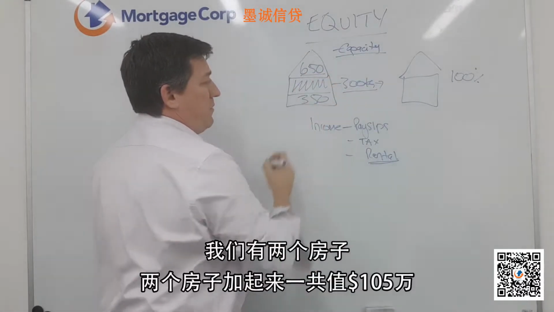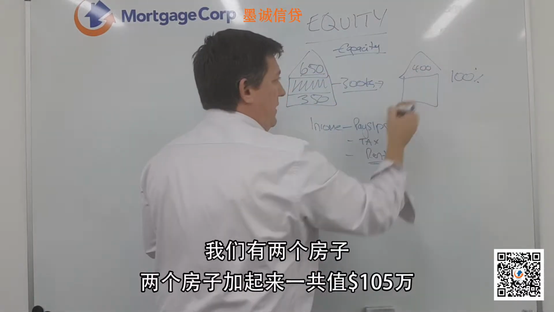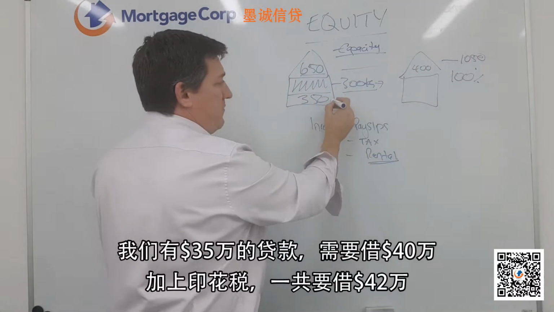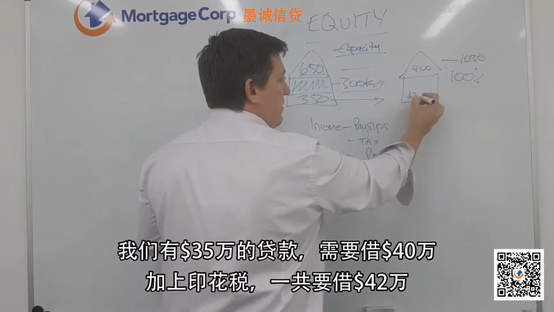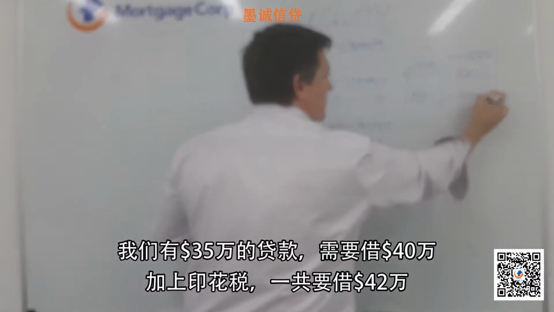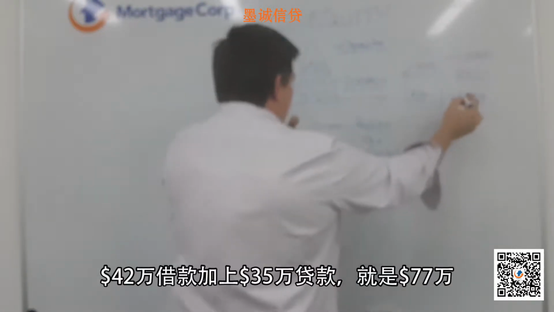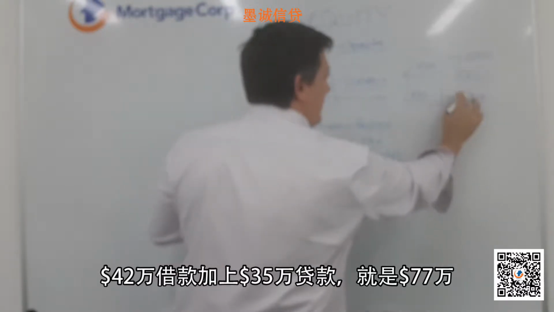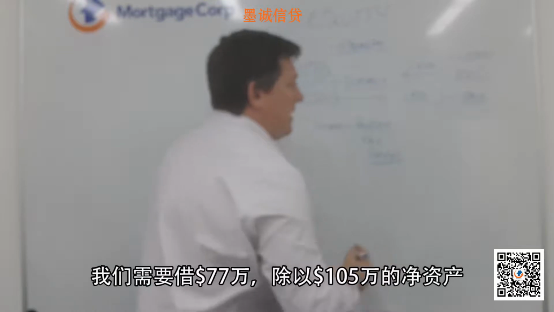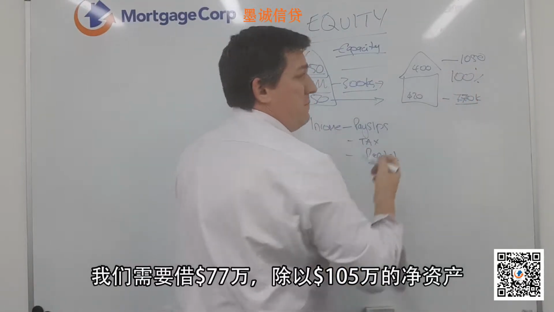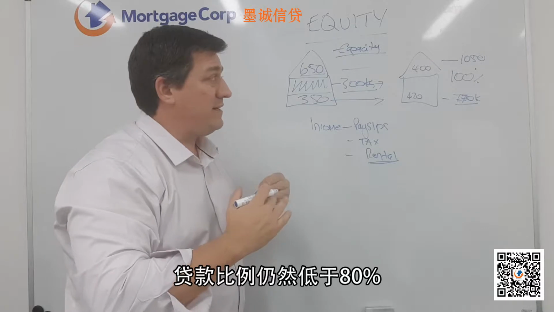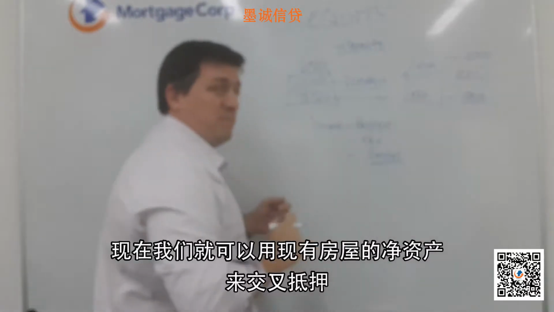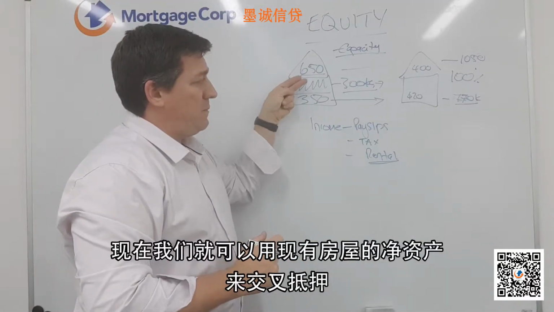We have the value of one property plus the value of the second property coming to a total amount of $1,050,000. We have a loan of $350,000. We need to borrow $400,000 plus stamp duty, which is $420,000. Therefore, the asset value plus the $350,000 is $770,000. We need to borrow $770,000 over $1,050,000. So our LVRs are still under 80%. That's a ripper.